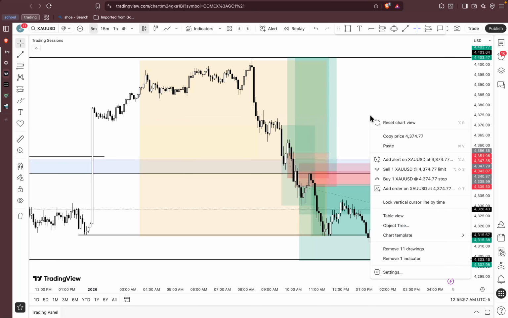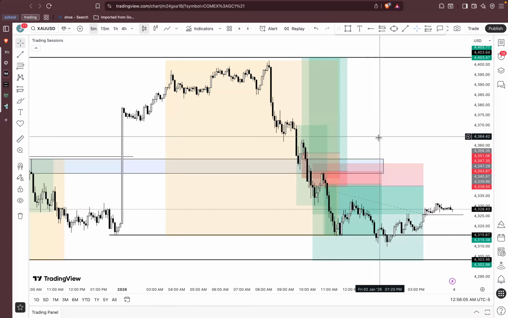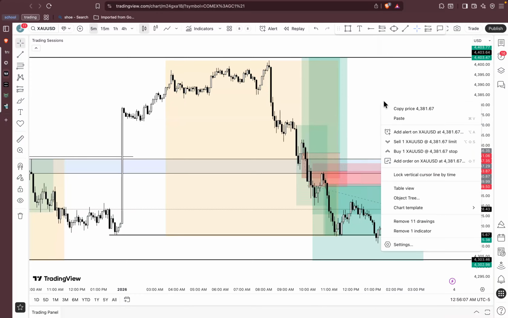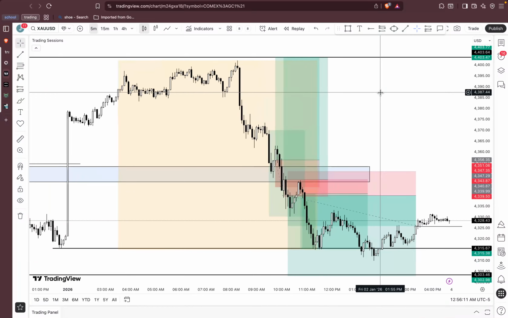That would have been a great trade, great risk to reward, but you know, it's all about getting better each and every day. So yeah, that's basically it for today. Going to be back on Monday morning, I'm pretty sure. But yeah.